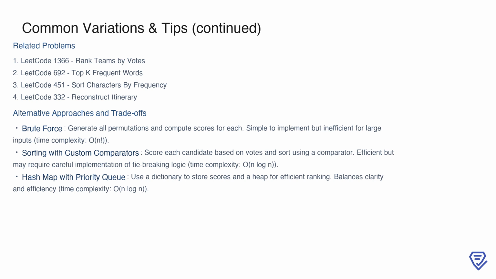Besides these related problems, it's helpful to understand the alternative approaches and their trade-offs. A brute force approach, where you generate all permutations and compute scores for each, is simple to implement but highly inefficient for large inputs since it has a time complexity of O(n). A more efficient approach involves sorting with custom comparators. Here, you score each candidate based on votes and sort them, but you need to carefully implement tie-breaking logic. This method has a time complexity of O(n log n). Another balanced option is using a hash map to store scores and a priority queue for efficient ranking. This approach strikes a good balance between clarity and efficiency, also with a time complexity of O(n log n).